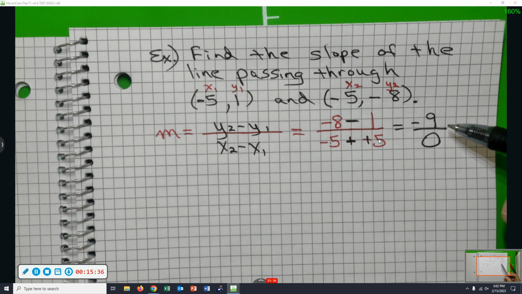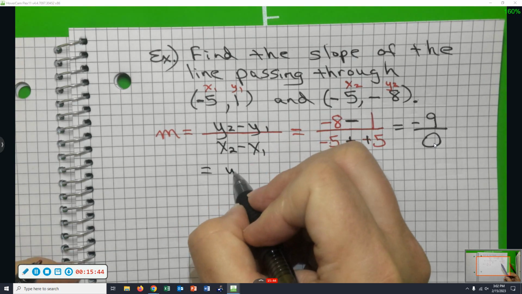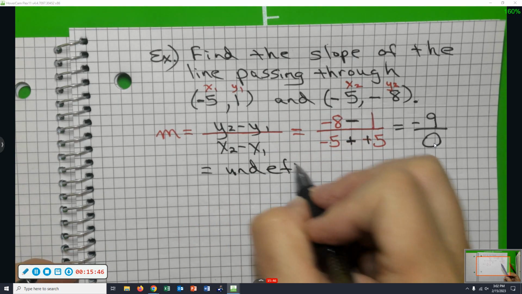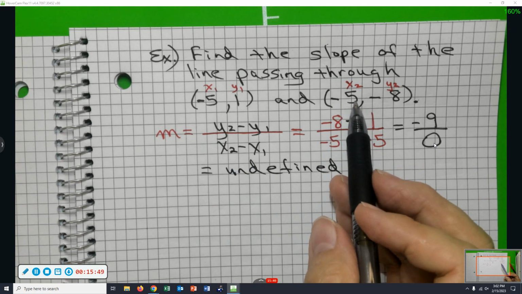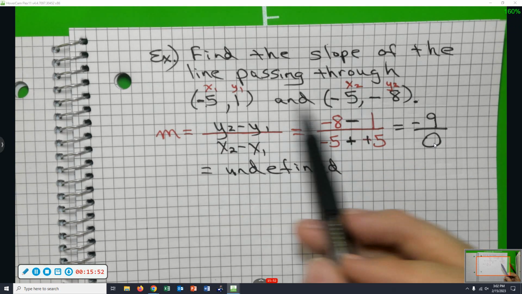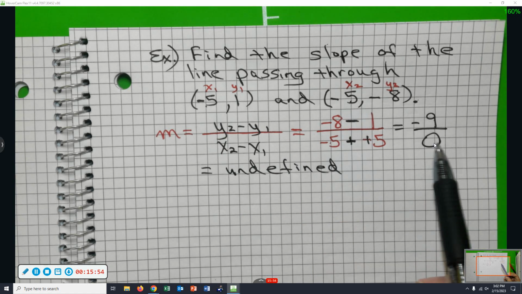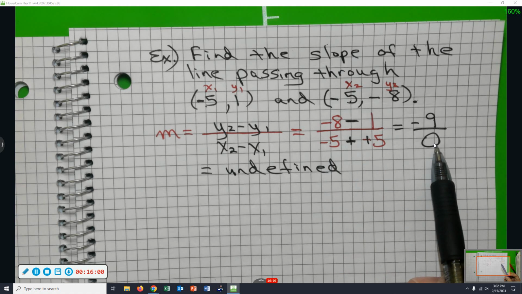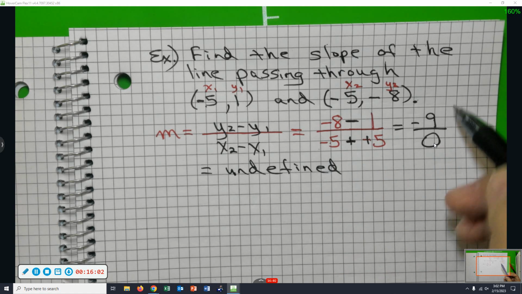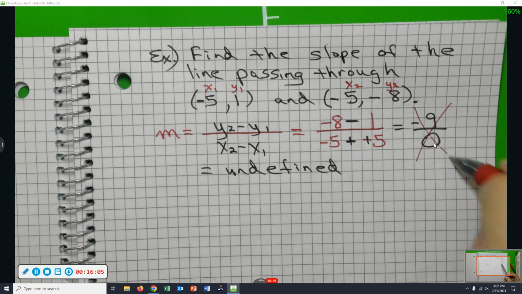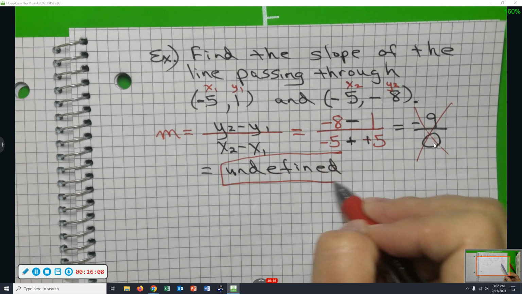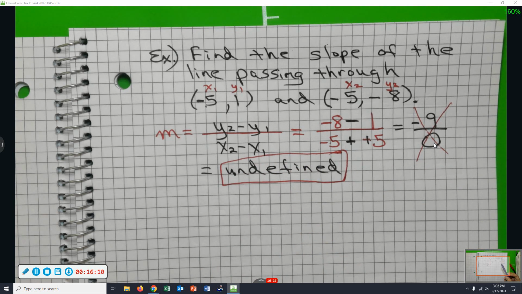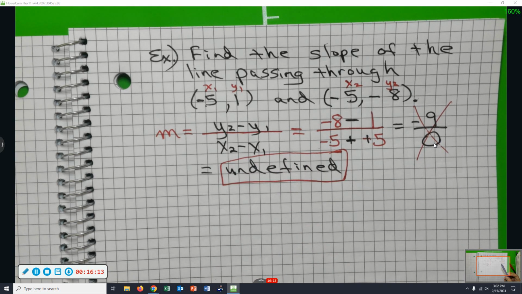And what do we know about a fraction that has a denominator of 0? It is undefined. This is a vertical line. If you graphed those 2 points, it'd be a vertical line passing through -5 on the x-axis. If you use the slope formula with a vertical line, you're going to get a denominator of 0. And we know that you can't divide by 0, so the slope is undefined. Any questions there?